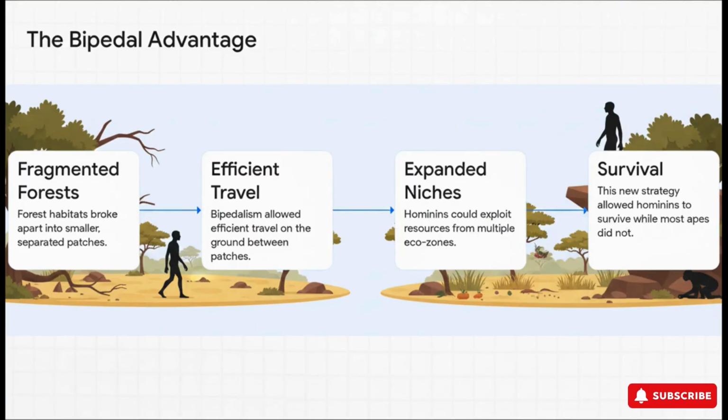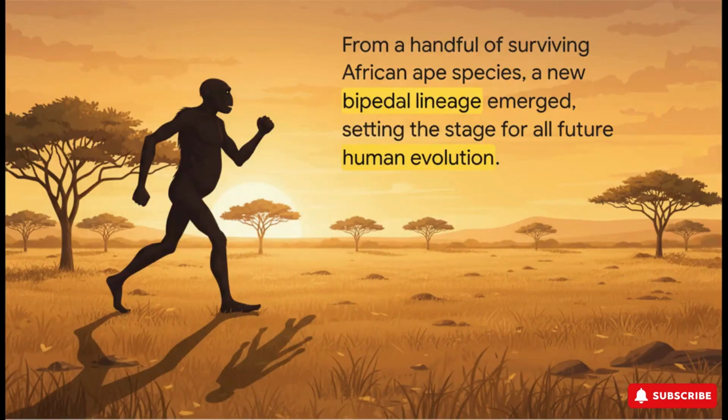It was a powerful tool for survival in this changing world. With the forests broken up into isolated patches, being able to walk efficiently across the open ground between them was a huge advantage. It meant hominins could exploit resources from both the woodlands and the growing savannas. So while their tree-dwelling relatives were struggling, these bipedal apes were actually thriving. And just let that sink in for a second. Our entire evolutionary story, it all began with a small group of surviving African apes that started walking on two legs. This single adaptation laid the foundation for everything that was to come, leading directly down the path to us.